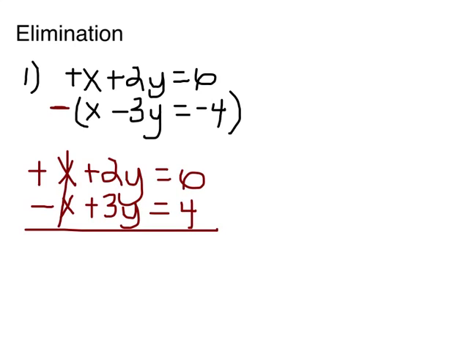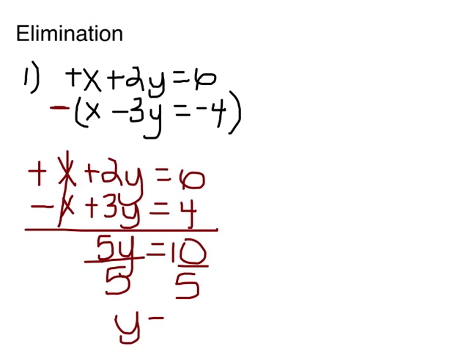A positive 2y and a positive 3y gives us a positive 5y. A positive 6 and a positive 4 gives us a positive 10. Divide by 5, we'll get y equals 2. Now we'd have to solve for x.